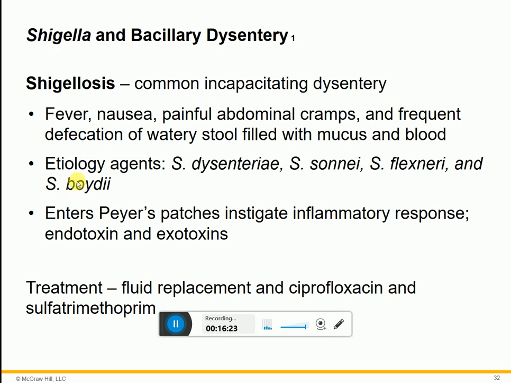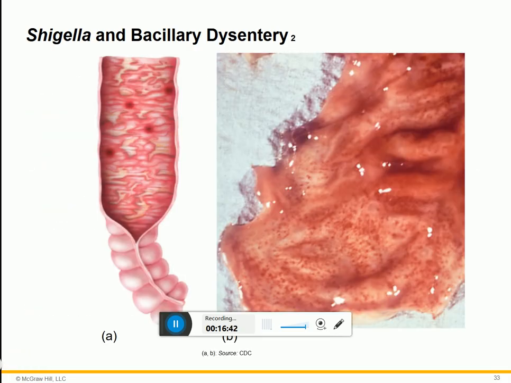Okay, and these Shigella release endotoxins and exotoxins that lead to that very incapacitating dysentery. Now, treatment would be antibiotics and fluid replacement to prevent dehydration. Here you can see the effect in the colon. So there's a lot of redness, ulceration, lots of bleeding, and because of the irritation, there's going to be lots of mucus as well.